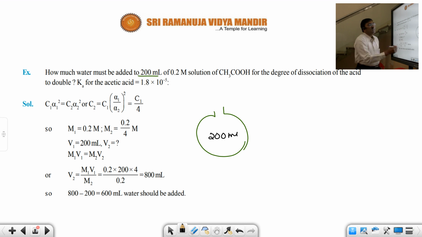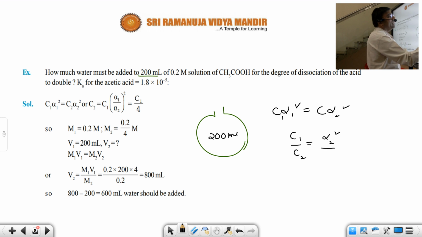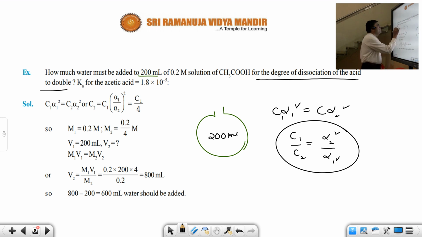So you know very well H plus is equal to C alpha. So C alpha 1 square is equal to C alpha 2 square. So C1 by C2 is equal to alpha 2 square by alpha 1 square. You can use this formula. And you know very well, it is given here. What is given? The degree of dissociation of the acid to double.